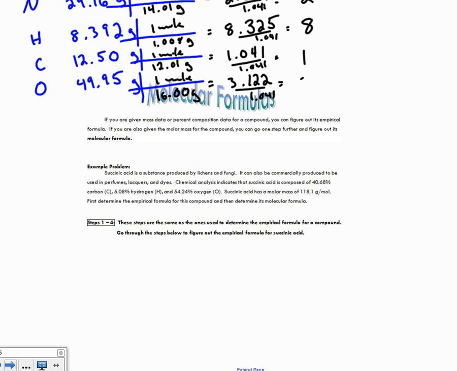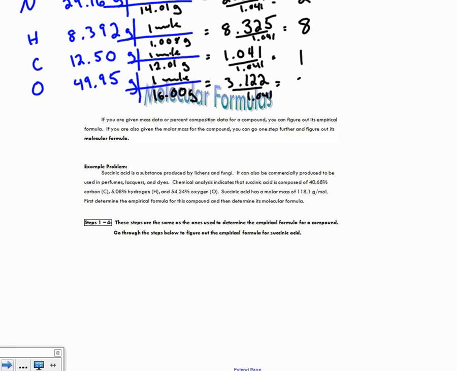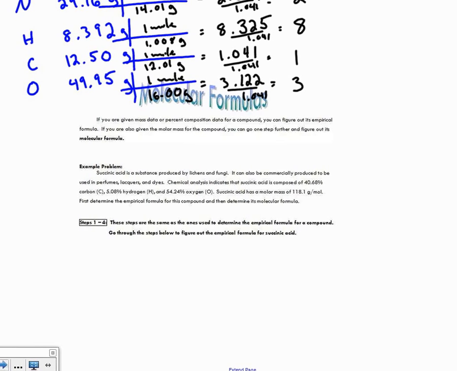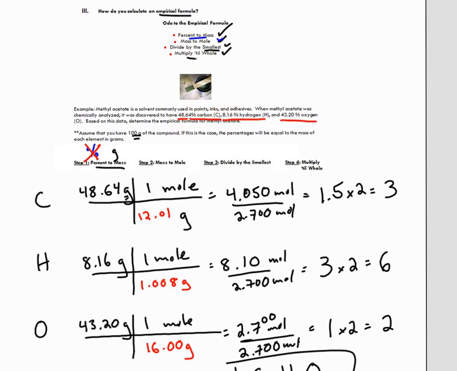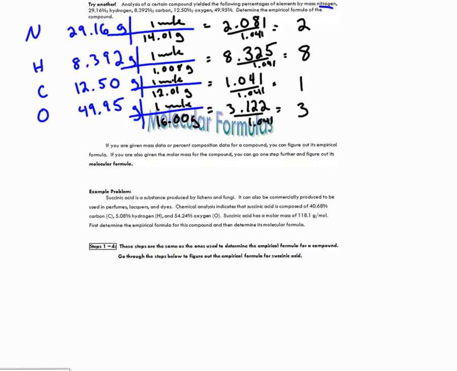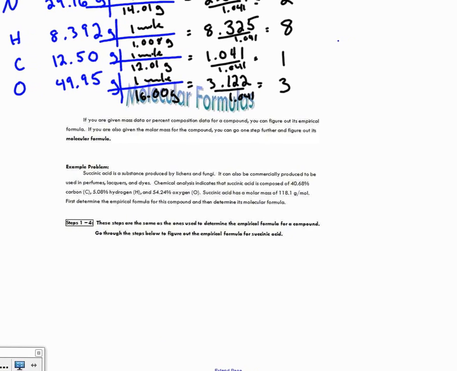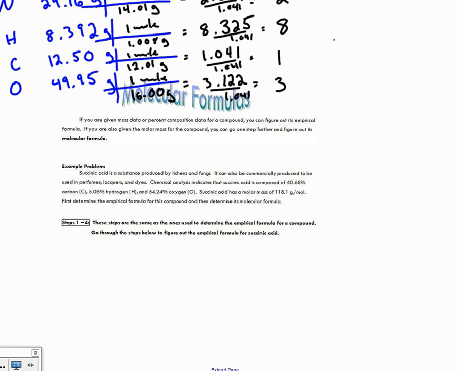3.122 is our last one. And again, 2.99999, that's a 3. Let's look at our last step. Multiply till whole is our very last one. Well, if we look, this one, the job is kind of done for us. We are already at all whole numbers, which means we're done.